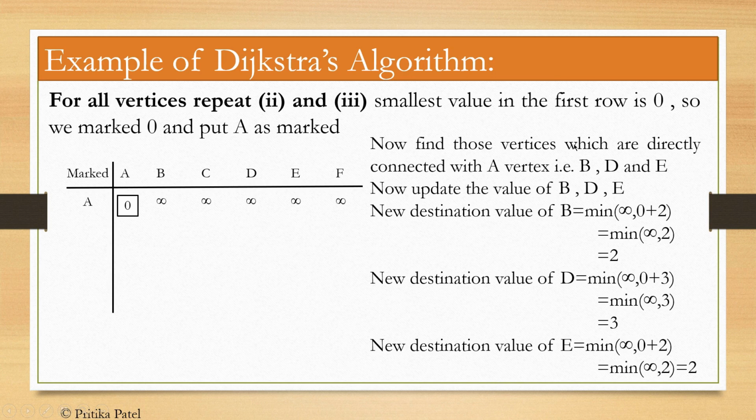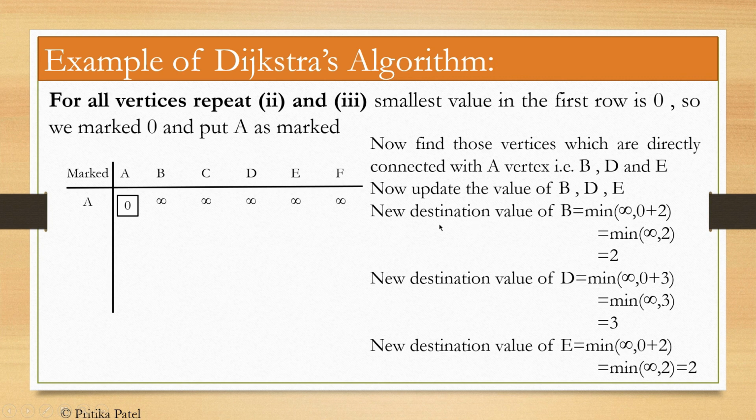Now find those vertices which are directly connected with vertex A. Directly connected with vertex A are B, D and E. You can see this in the given graph. Vertex A has directly connected vertices B, D and E. So now update the values of vertices B, D and E.